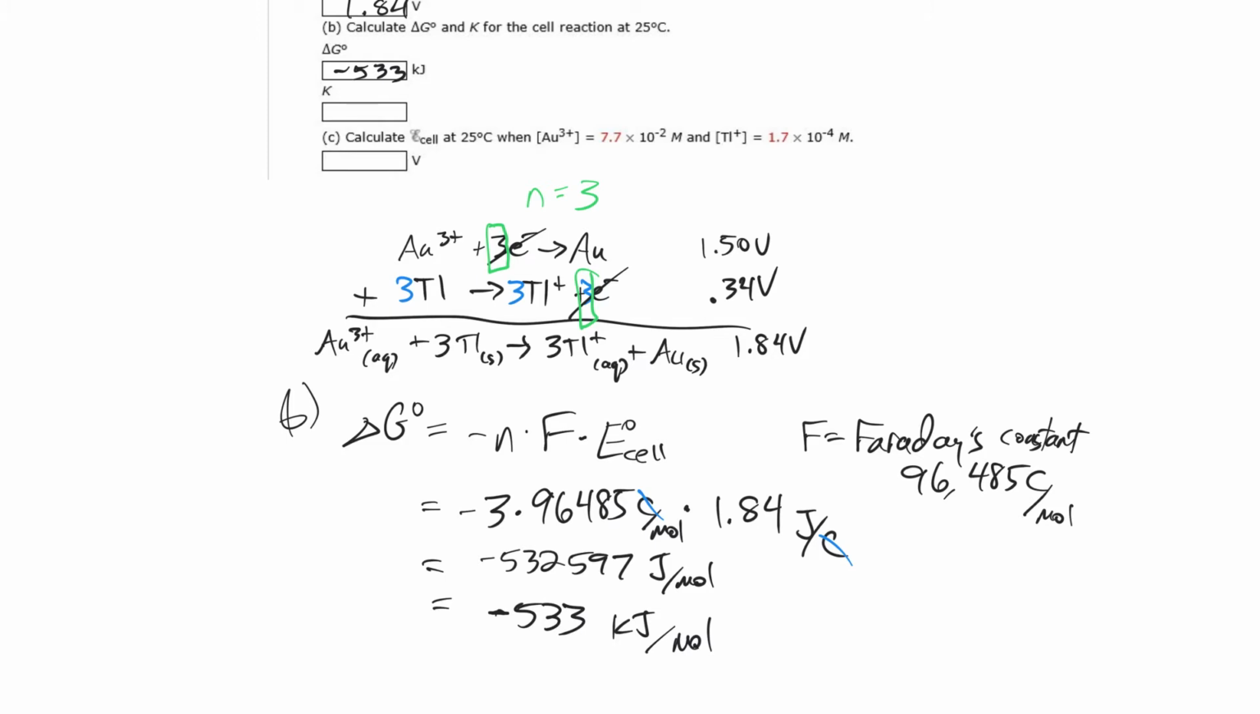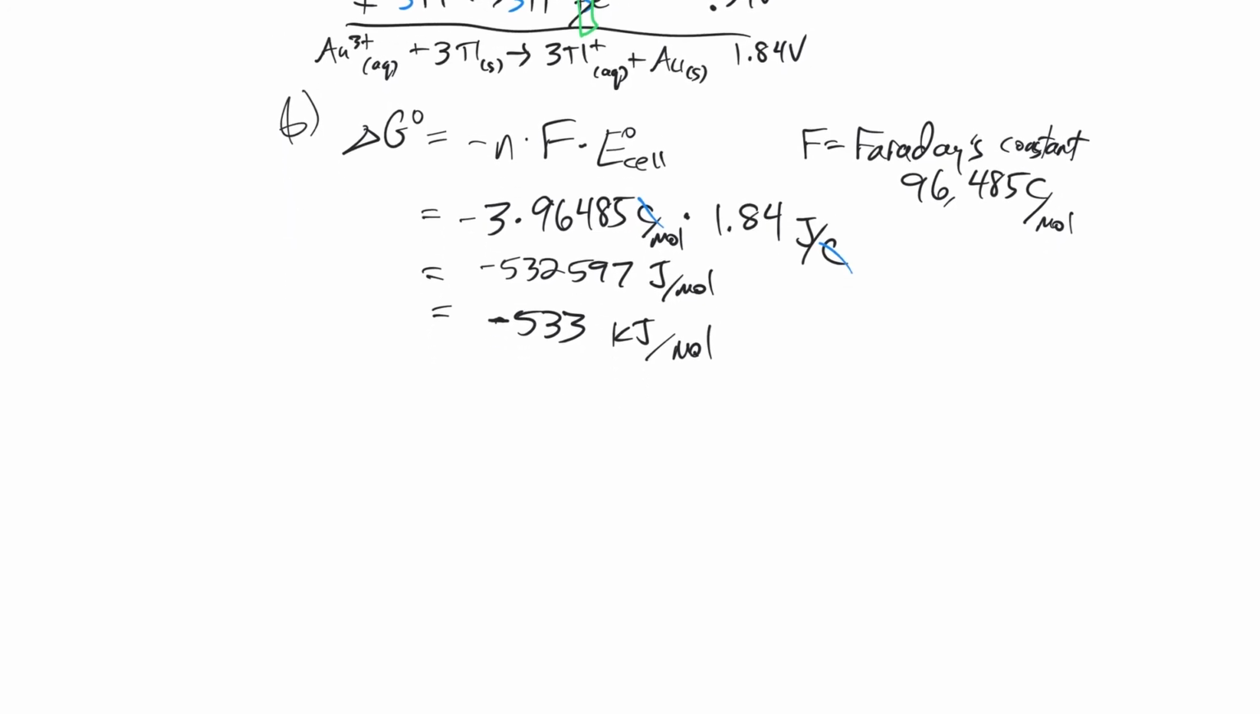Okay, next part. This is getting funner and funner, right, students? They're asking for the equilibrium constant K. Well, the only equation we have that includes the equilibrium constant is this one. Delta G standard equals negative RT ln K. And R is the universal gas constant.